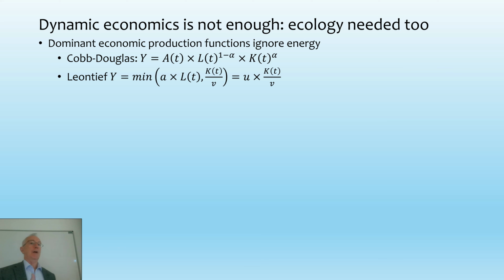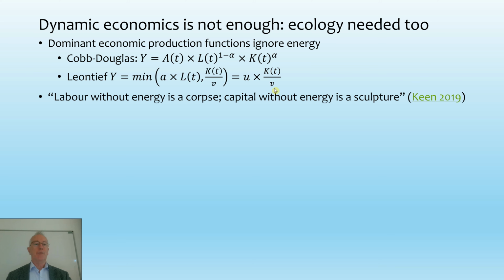So the Cobb-Douglas production function has output as a function of total factor productivity, they call it, and labour and capital. The post-Keynesians tend to use the Leontief production function, where you have a minimum of labour times labour productivity or capital divided by capital output ratio. You can make it into a constant equation by saying it's utilisation of capital divided by the capital output ratio.